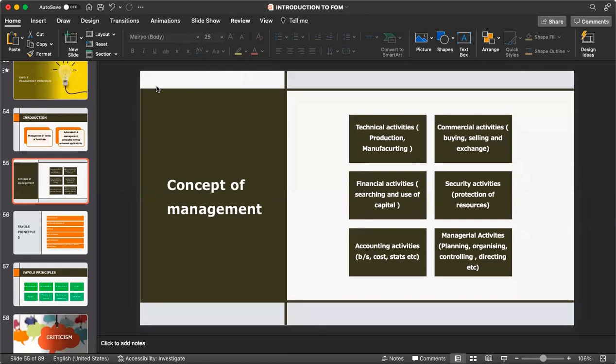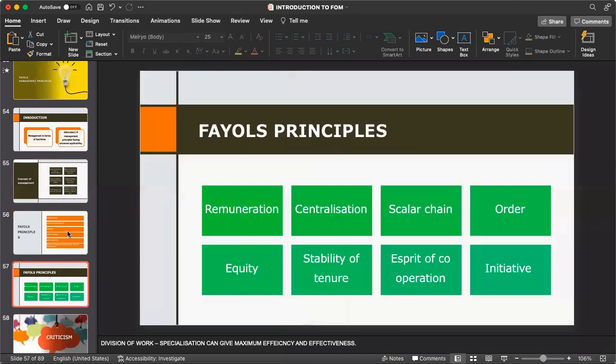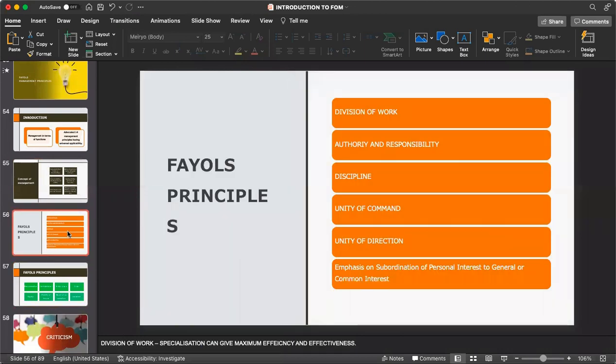Make sure Fayol's principle is broader and pervasively applicable throughout the world. It is not focused on a particular department only. Now, the 14 principles of Fayol, we will discuss one by one.